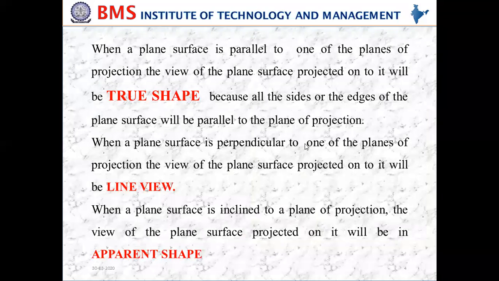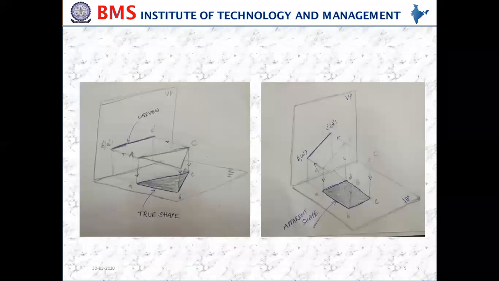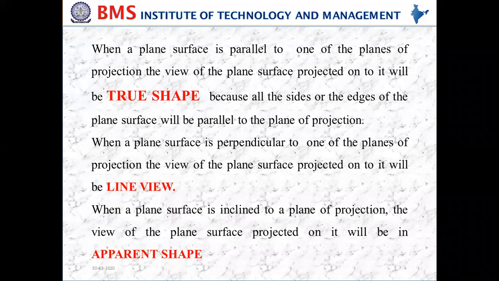So here, perpendicular to which plane? The vertical plane. The projection onto the vertical plane will be the front view. So the front view will become the line view in this case, in the example I have taken here. This triangular lamina is perpendicular to this vertical plane, so the front view will become the line view. Coming to the third statement, there are three statements. One talks about the true shape.